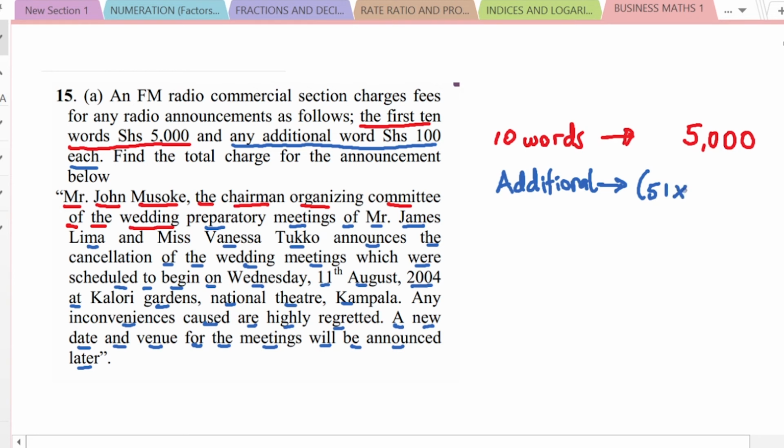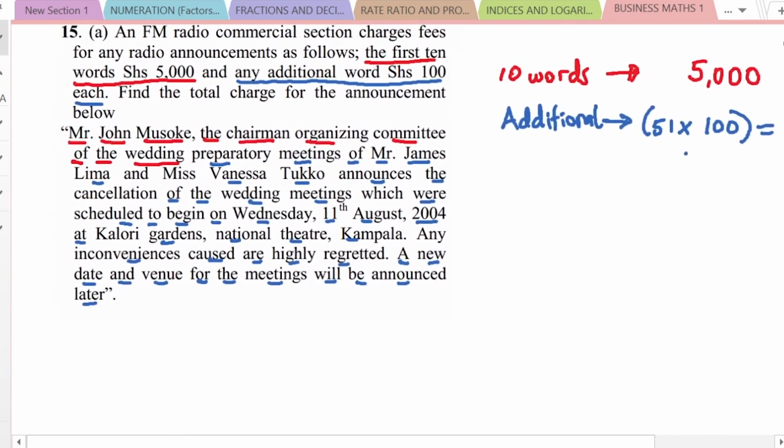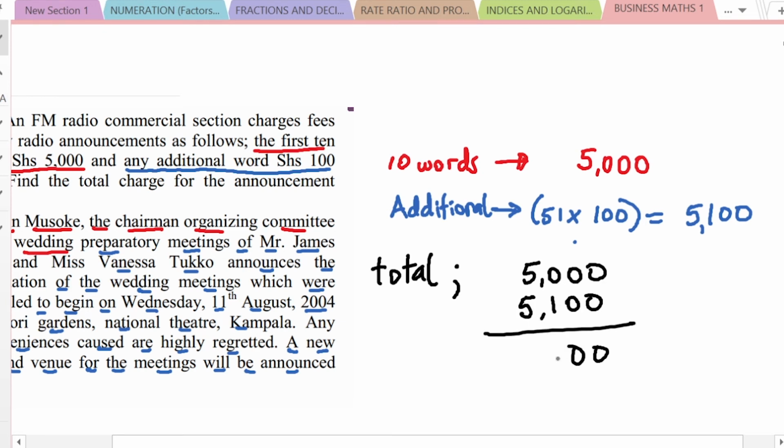And get that 51, multiply that by 100 because each additional one is 100 shillings each. So you have 51,000. Actually, it's not 51,000, but 5,100. The question requires us to get the total charge of the announcement, so the total charge is going to become the 5,000 plus the 5,100. And when you add the two, you end up with 10,100, and that's the total charge of the announcement.